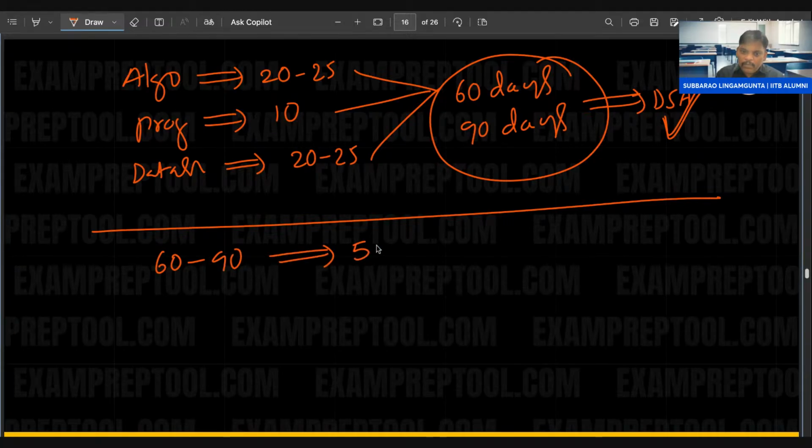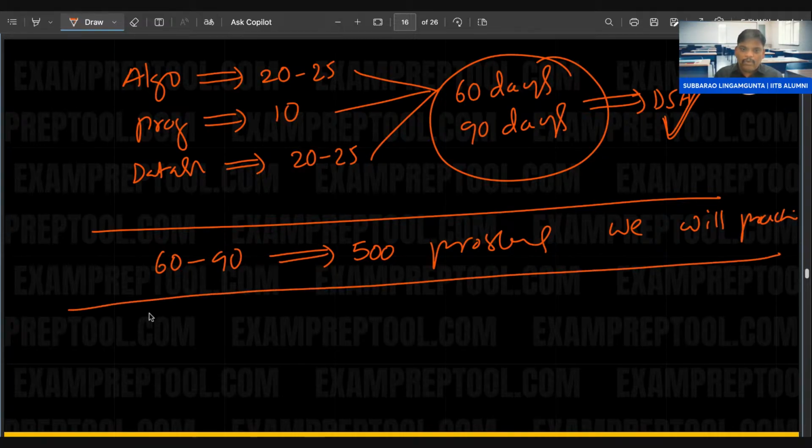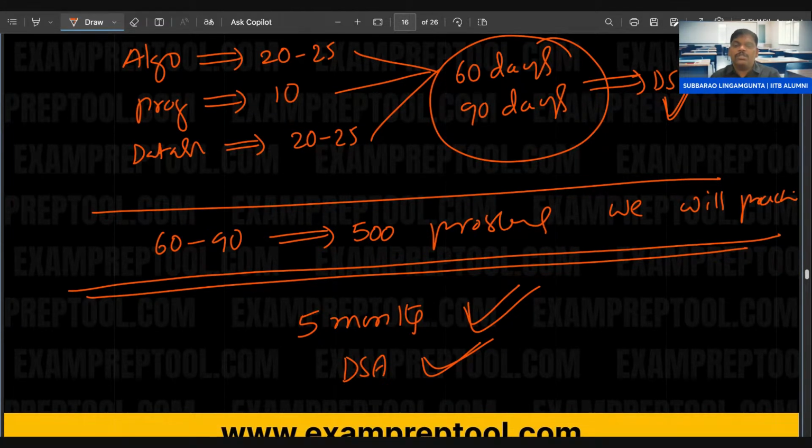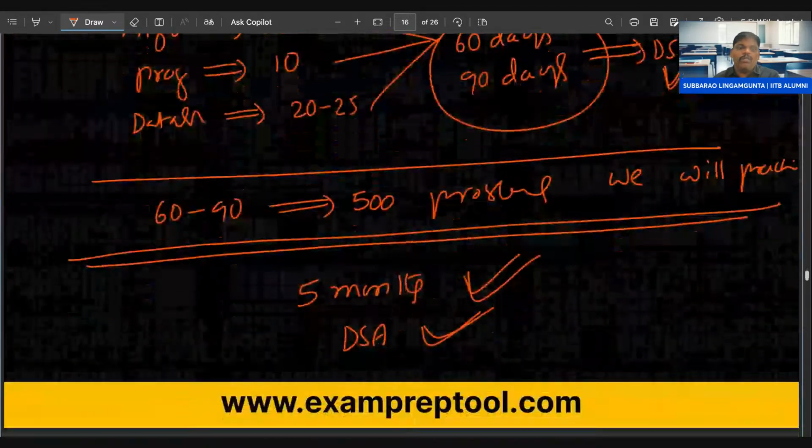So 500 problems we will practice. Finally, within 5 months, you will be perfect with DSA. You can crack big companies also, starting from scratch. Just keep a 5 month deadline: 2 months for preparation, 2 months for practice, on average 5 months. If you take the 5 months, you are going to be good in DSA.